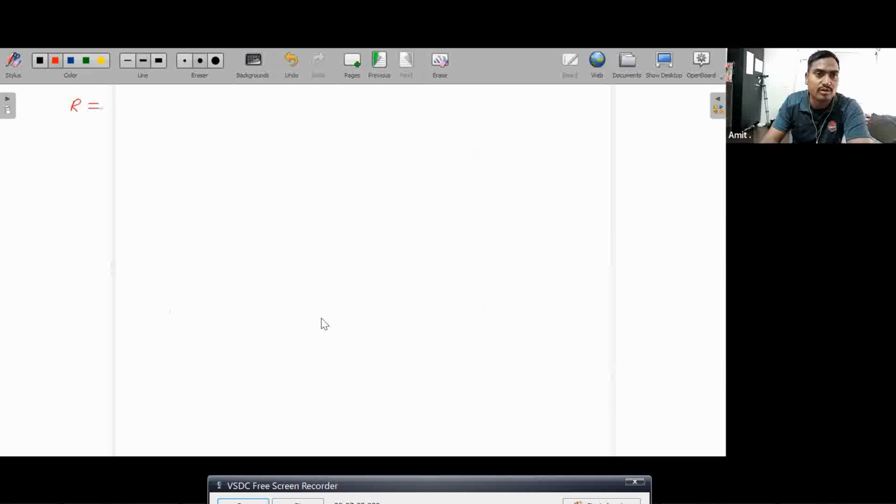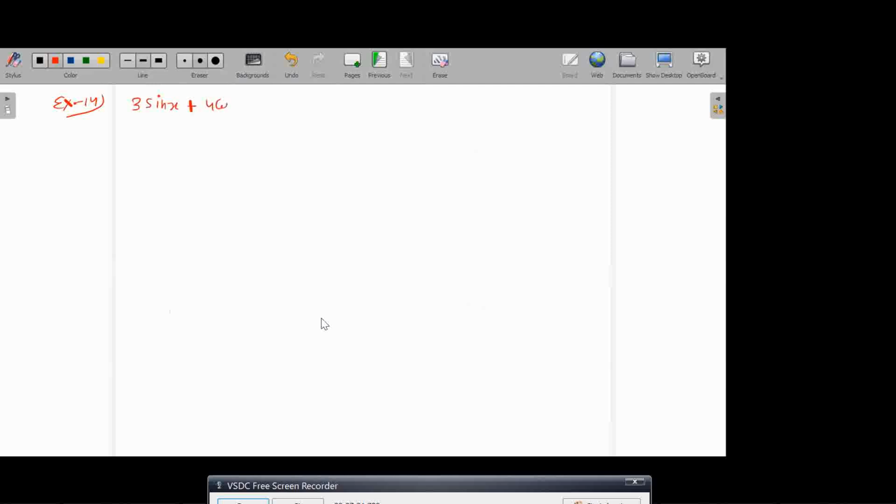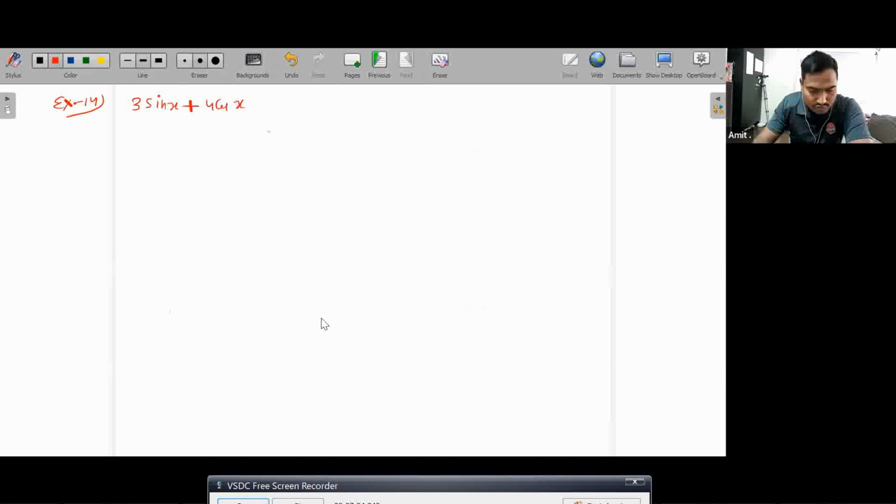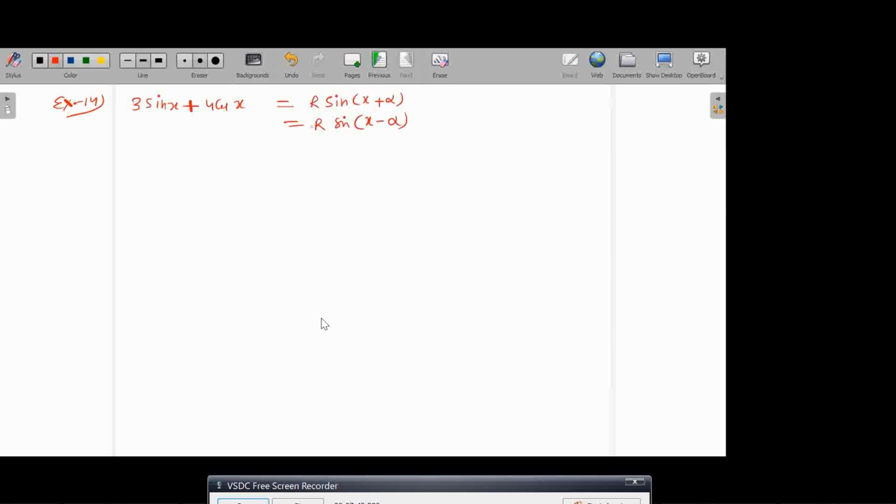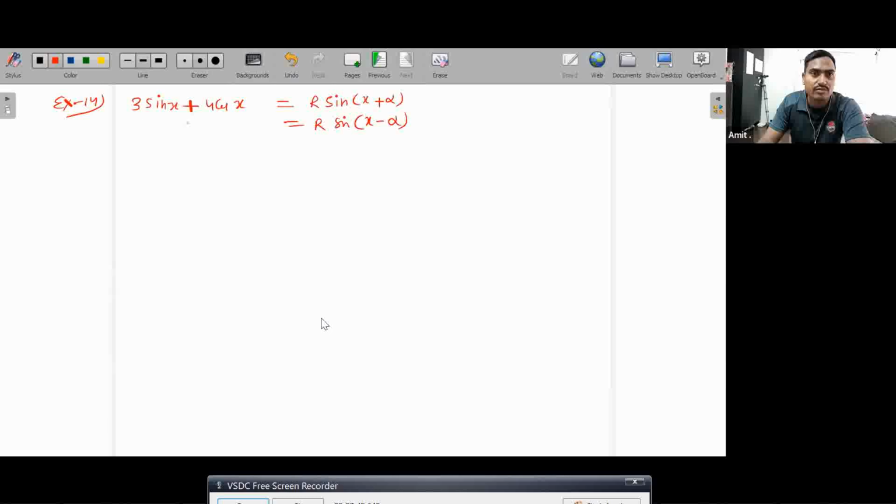So first of all, let me write it here. Example 14. It is given as 3 sin x plus 4 cos x. It is to be converted into R sin(x plus alpha) and R sin(x minus alpha). Okay, so now the same thing we will apply here.